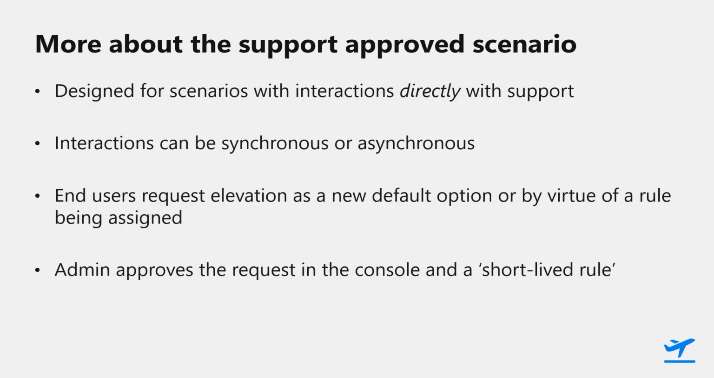Okay, so Matt has already given a brief overview of support approved, but just to cover what it does: it's designed for scenarios where the user can directly interact with support. Those interactions could be synchronous or asynchronous, depending upon how you set that up as an organization. The elevation itself will be a new default option for you as the Intune admin, or you can create an explicit rule to make the support approved scenario happen. The admin will approve the request in the console, and it'll be a short-lived rule, just like every other EPM rule that you have. So it's not a special type of rule. It really is just like every other EPM rule.